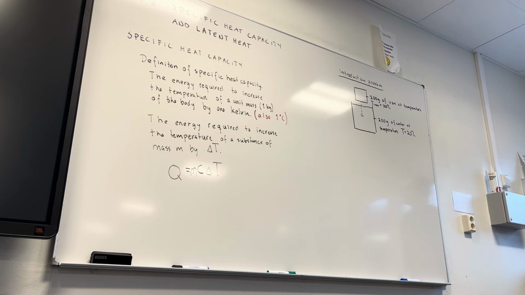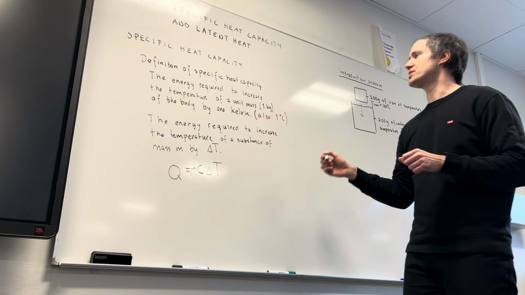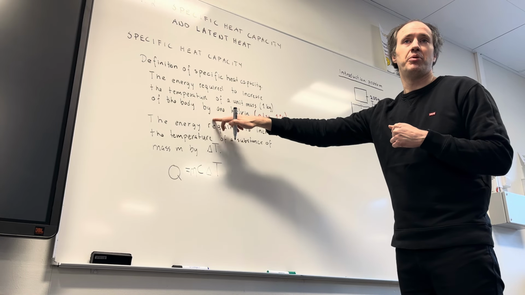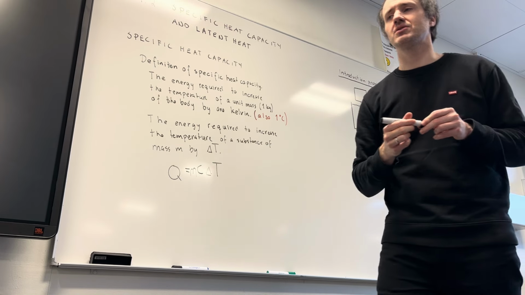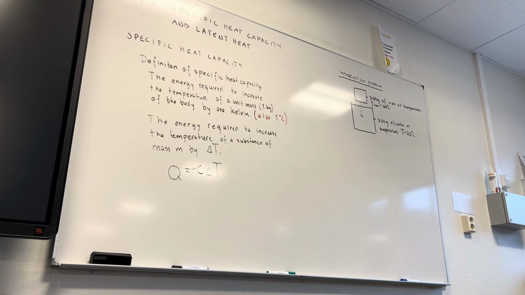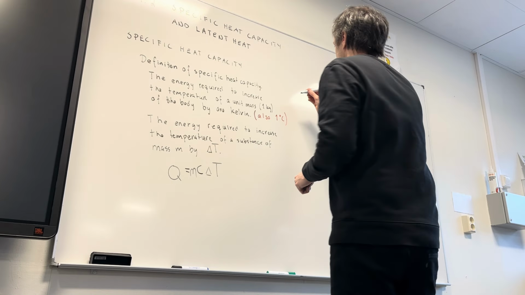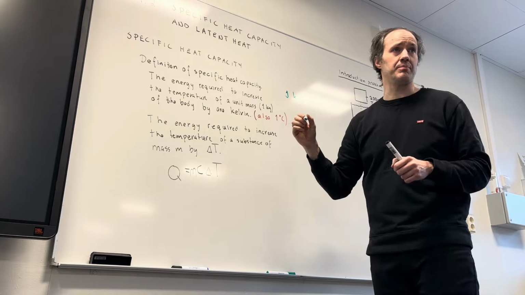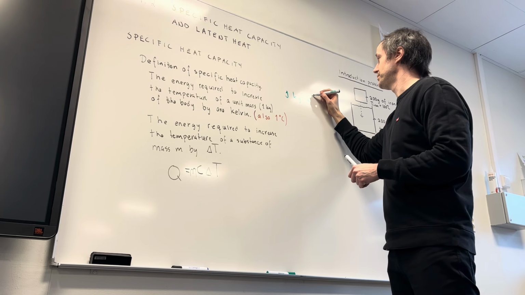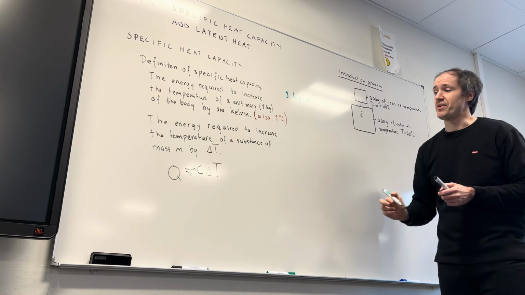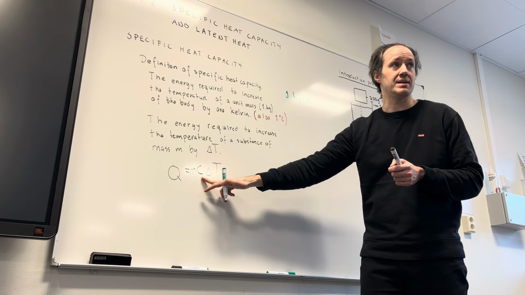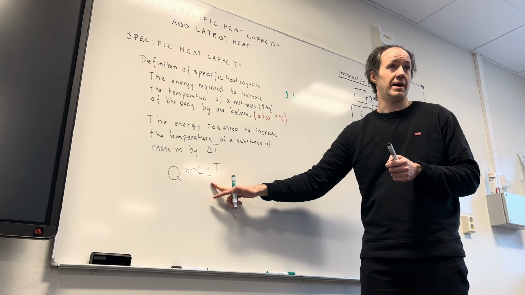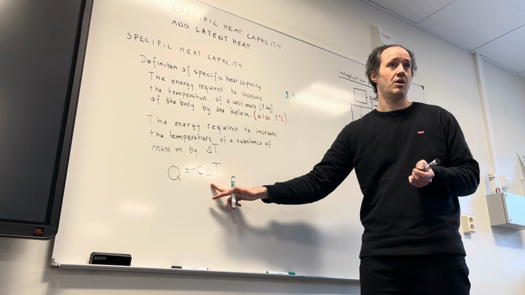What unit do you use for specific heat capacity? Yeah, good question. Unit of specific heat capacity. So it's energy per temperature per mass. So the unit of specific heat capacity is joules per kilogram per Kelvin. So if I take the unit of specific heat capacity, multiply with mass, multiply by temperature difference, I get Q in the unit of joules.